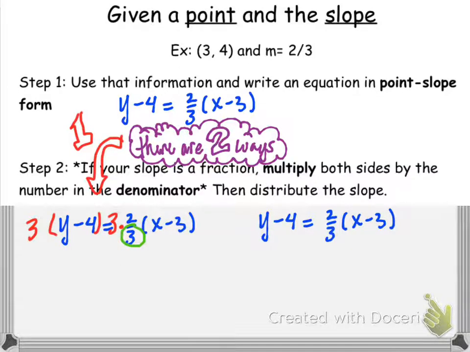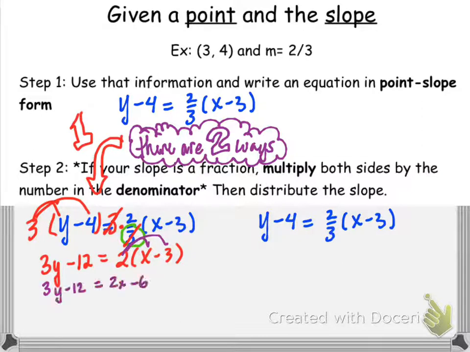Distribute that 3 to both sides. Now, when you distribute it to the left, it distributes normally. 3 times the right side is just multiplying the 3 times 2/3, which gives you a 2. So you don't multiply it into the parentheses. I think that's a little confusing. That's why I think the second way is better. So now you distribute that, and that's what you end up with.